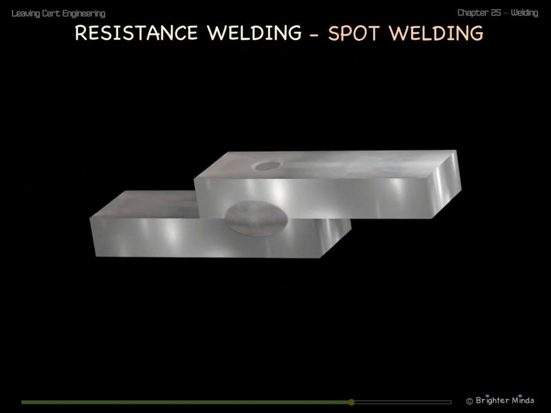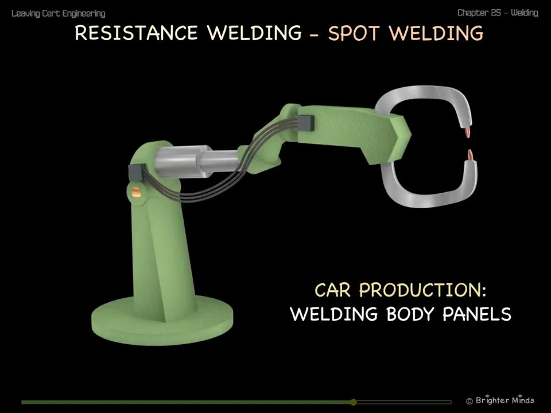Resistance spot welding is very fast and easily automated. It is widely used in car production, where robot arms are used to weld body panels and other components.